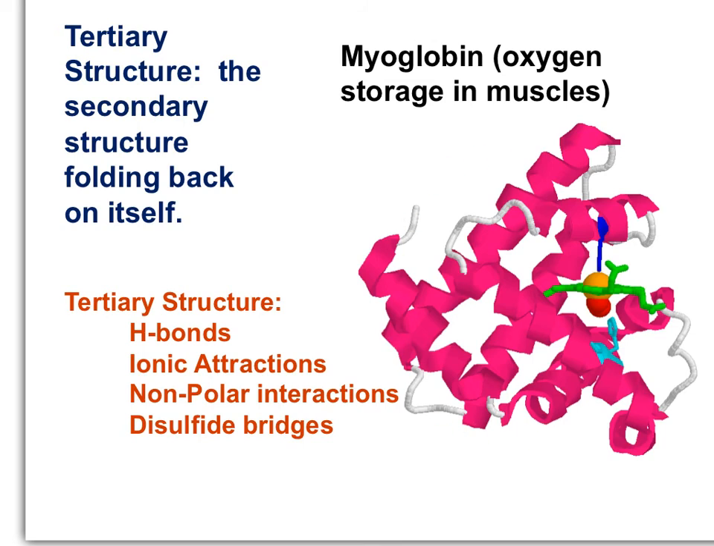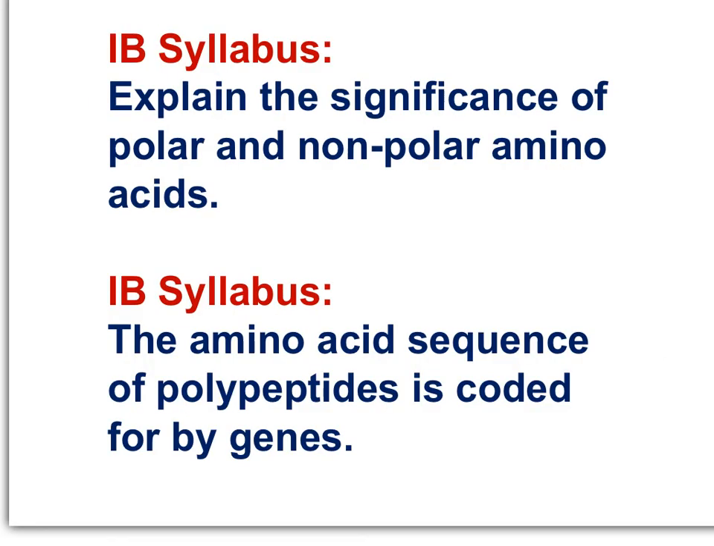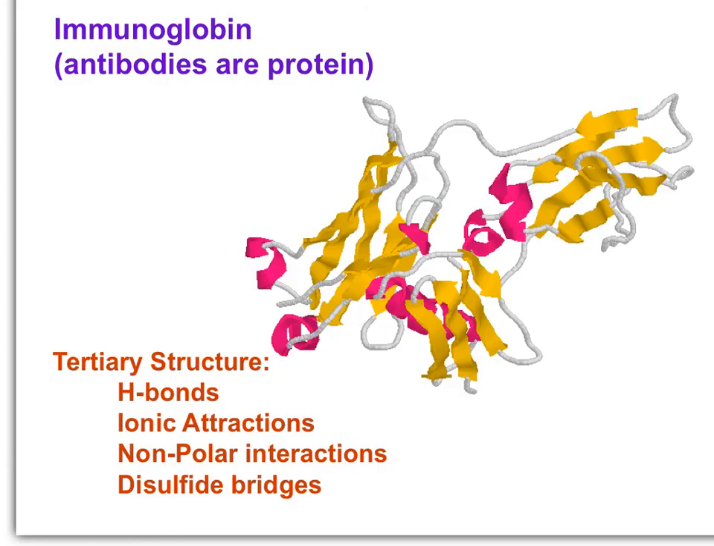The shape of the polypeptide is critical to its function. This is myoglobin using molecular visualization software. Now you should be able to see the importance or the significance of polar and nonpolar amino acids and their position along the primary structure of a polypeptide, which is determined by the genes, the DNA in the genes. Here's an antibody using visualization software. Its tertiary structure is held together by interacting R groups that form hydrogen bonds, ionic attractions, nonpolar interactions, and disulfide bridges.